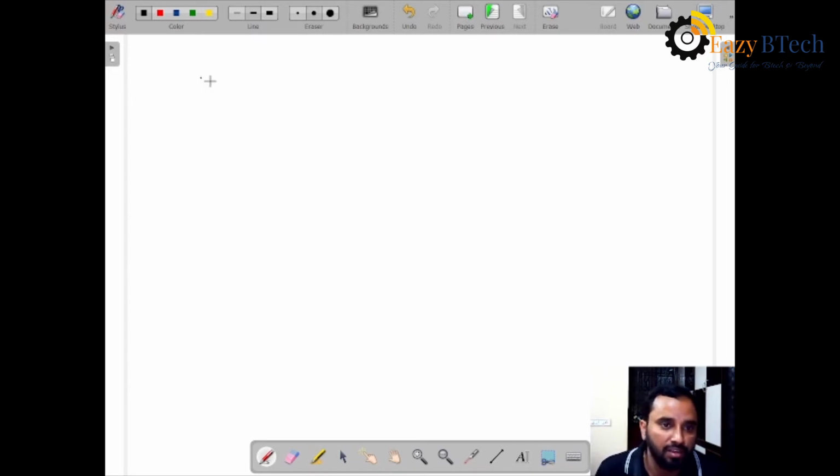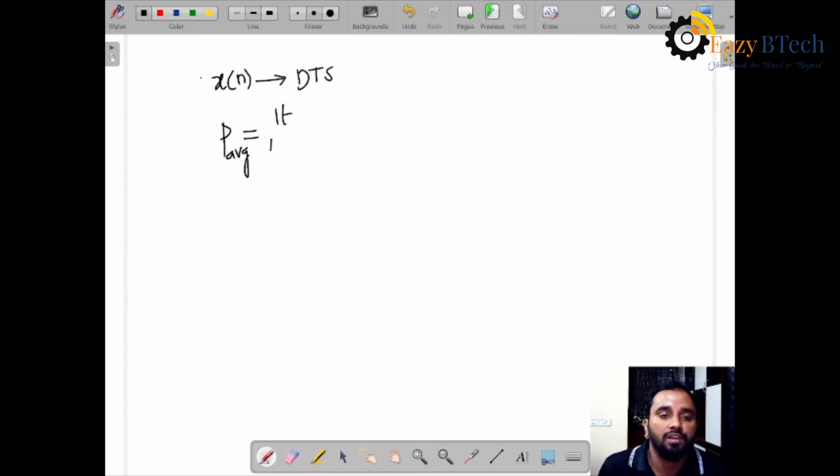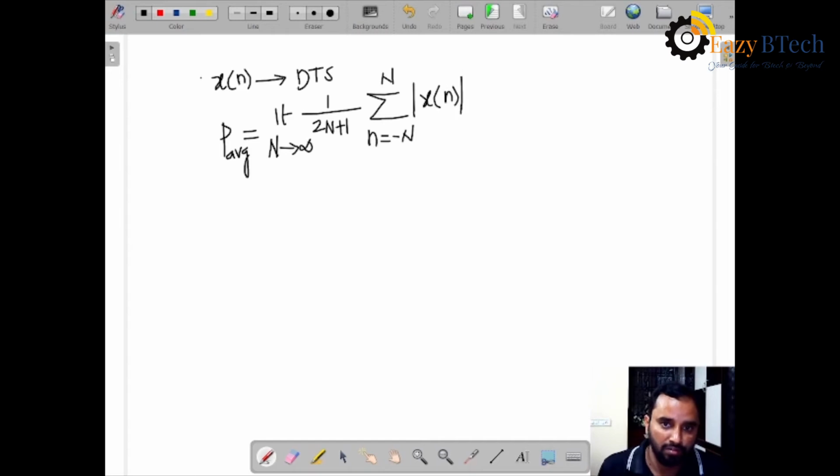For a discrete time signal, x of n is a discrete time signal. So what is the average power? P average is equal to limit capital N tends to infinity 1 by 2N plus 1, where 2N plus 1 is the duration, summation from minus N to plus N of mod x of n whole square. Here we have summation, not integration, because it is a discrete time signal.